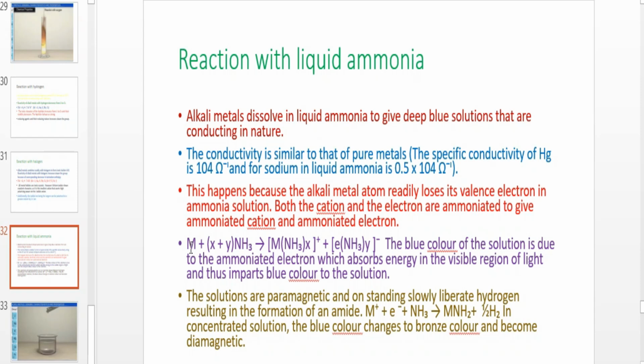Look at this reaction. When a metal is dissolved in x plus y molecules of ammonia, it gives the metal cation with ammonia, that is the ammoniated cation, and also the ammoniated electron. So we saw the blue color: when alkali metals are dissolved in ammonia, the solution turns blue.